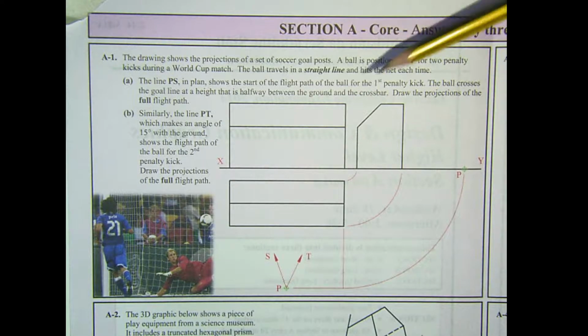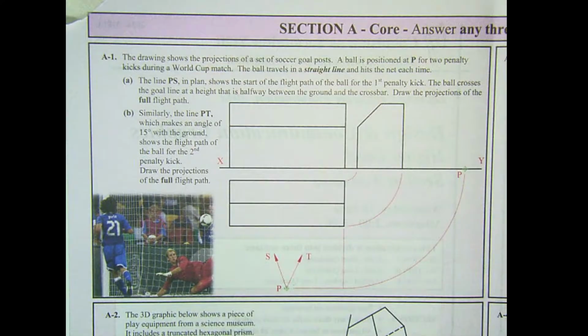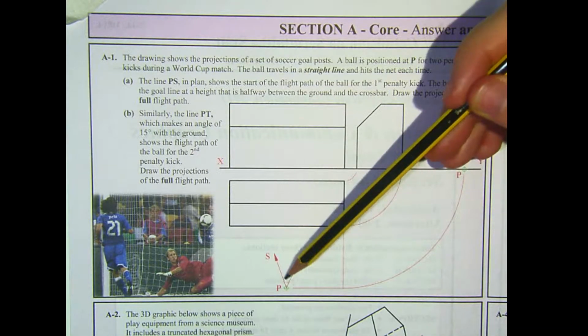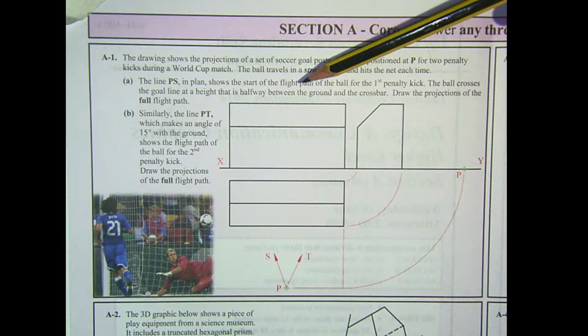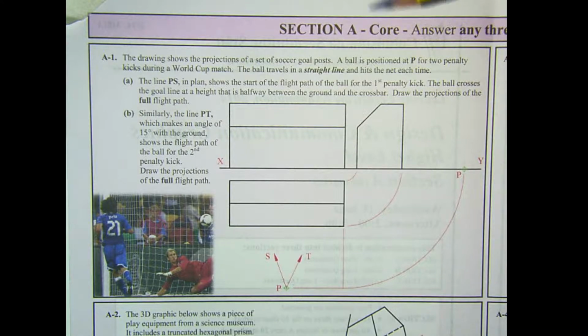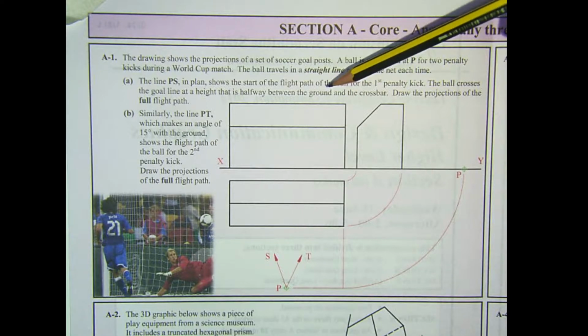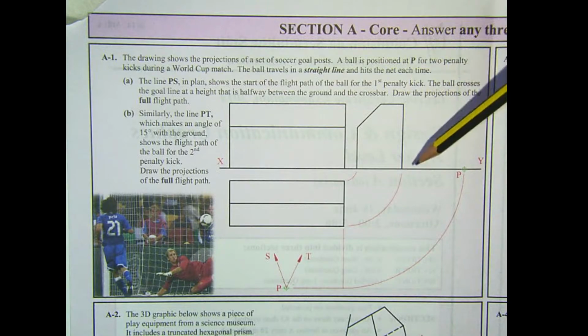A ball is positioned at P, so that's this point, for 2 penalty kicks during a World Cup game. The ball travels in a straight line and hits the net each time. The line PS, this one here, is in plan, shows the start of the flight path of the ball for the first penalty kick. The ball crosses the goal line at a height that is halfway between the ground and the crossbar. Draw the projections of the full flight path.